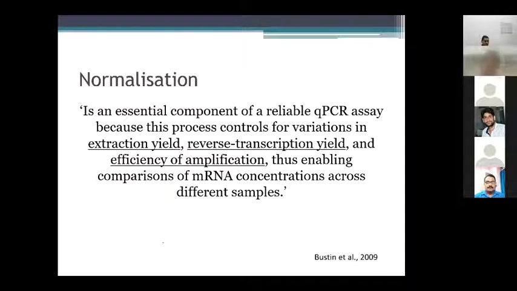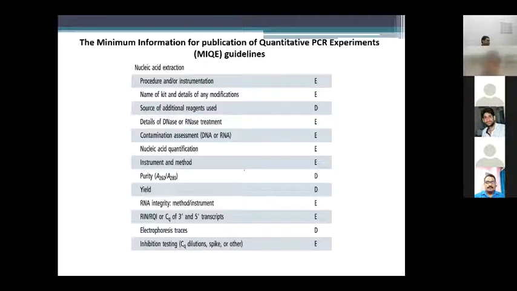So normalization is an essential component for a reliable qPCR assay, because this process controls for the variation in extraction yield, reverse transcription yield, and the efficiency of amplification, thus enabling the comparison of mRNA concentration across the different samples. The minimum information for the publication of quantitative PCR experiments, the MIQE guidelines, contain how we extract the nucleic acid, what the procedure is, and what the different kits we are using are. All these things we include during the publication.